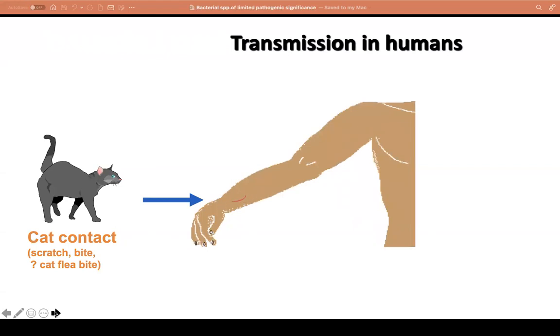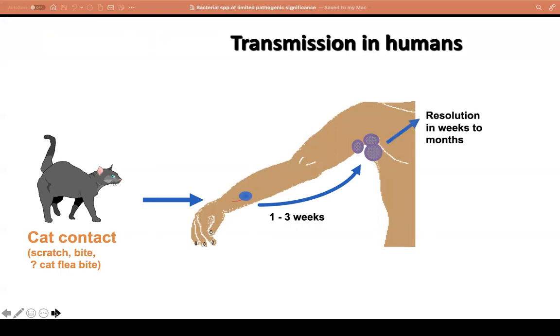That's why the disease is called cat scratch disease, which occurs as a small skin lesion that may later ulcerate and then heal. In 1 to 3 weeks, usually there is inflammation of the lymph nodes, especially in the axillary area. Resolution can be seen in weeks to months. Dissemination can be seen in immunocompromised hosts.